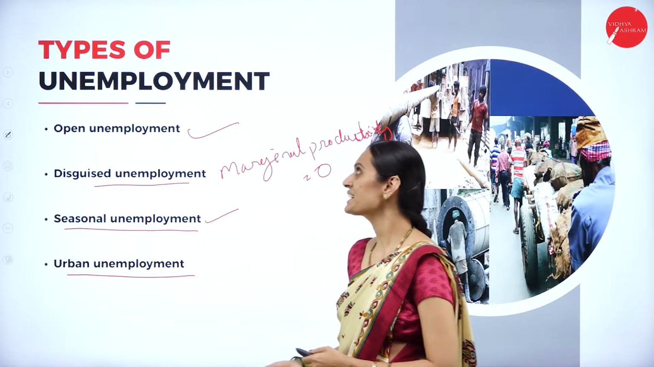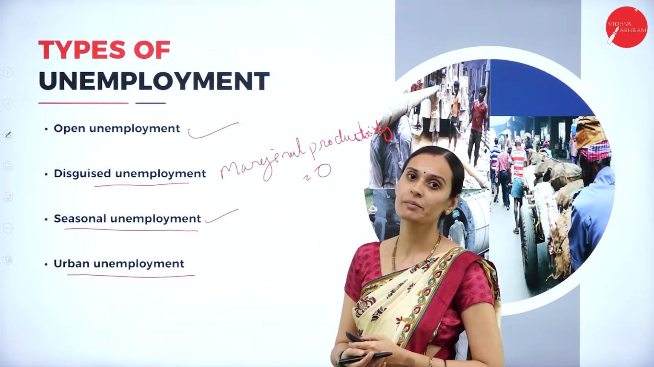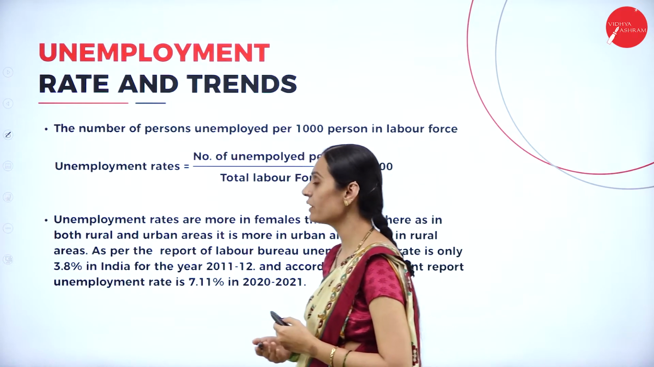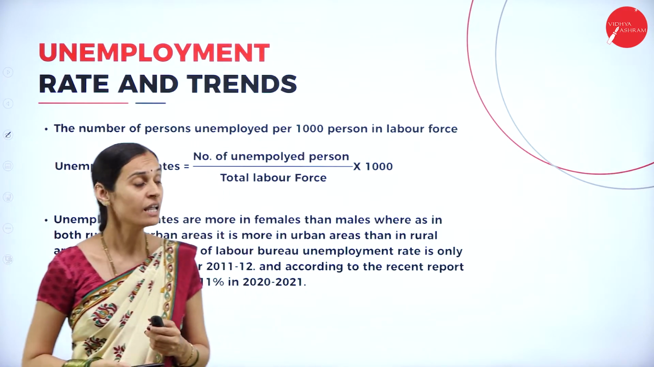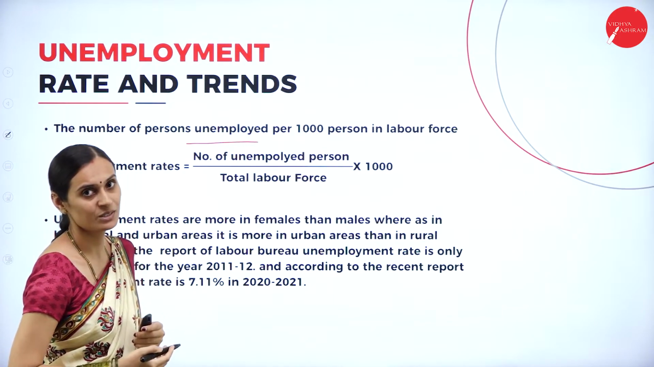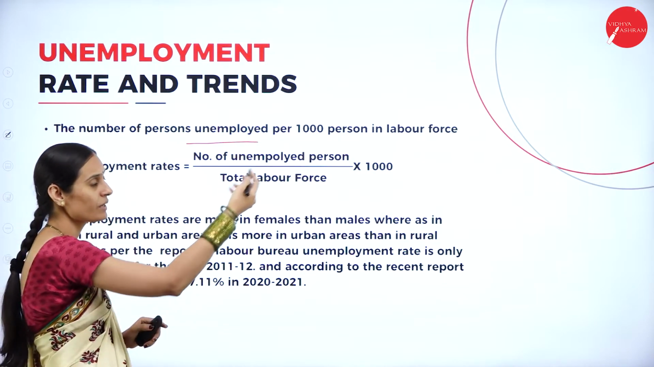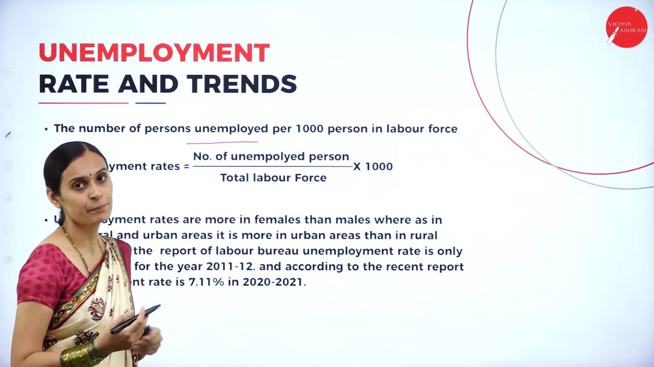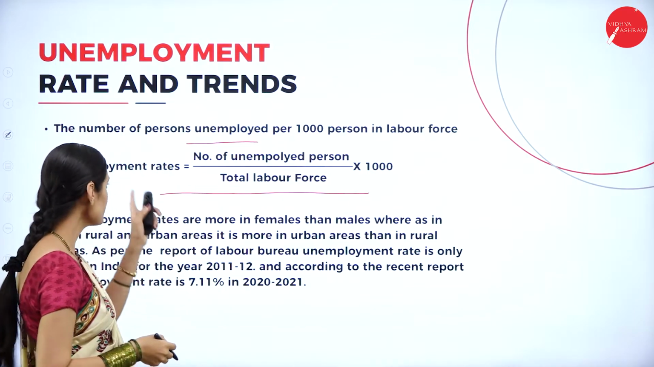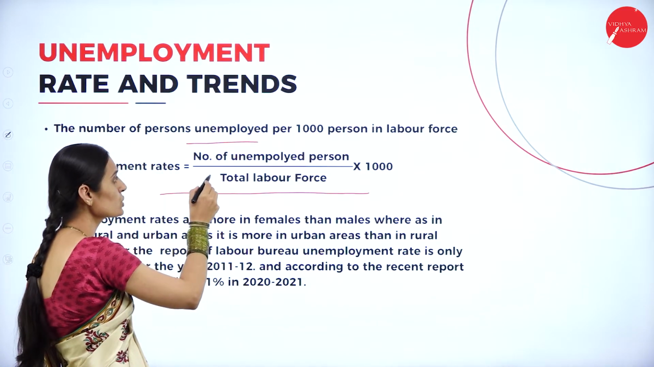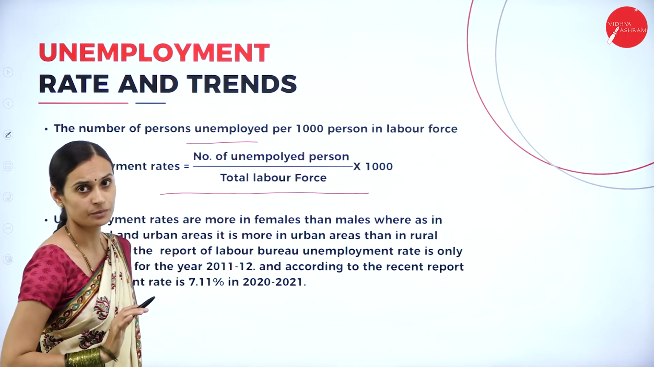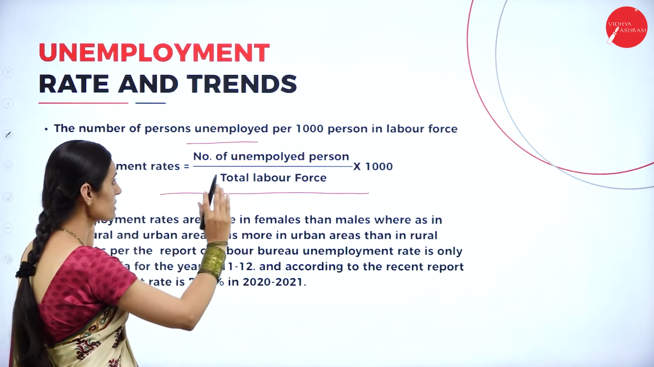Okay, and the next one, how to measure unemployment and what are the trends of unemployment in India. Yes, that is the rate of unemployment. How to measure the rate of unemployment? Number of unemployed persons per 1000 labor force. So this is the formula to calculate the rate of unemployment. Unemployment rate is equal to number of unemployed persons divided by total labor force into 1000. Okay, so this is the rate.